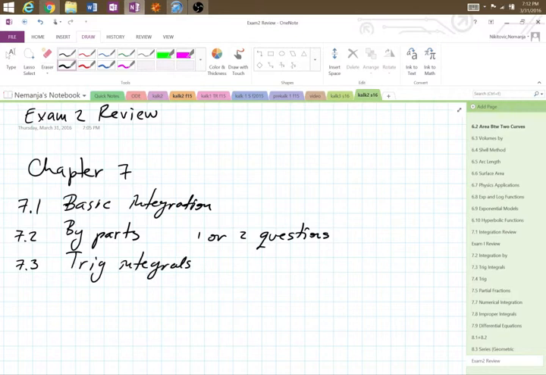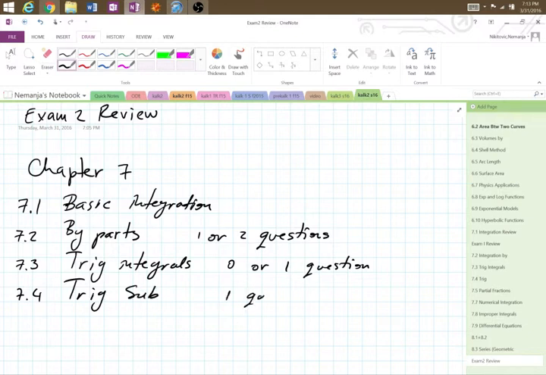Now, I will put 0 or 1. And the reason is 0 or 1 is because the next section, 7.4, is trig substitution. And you will definitely have 1 question there. Now, every trig, well, I'm hearing requests for 2, but so 1 or 2, or no, 1? The trig integral questions, guys, are the ones where you have to solve a trigonometric integral at the end, right?